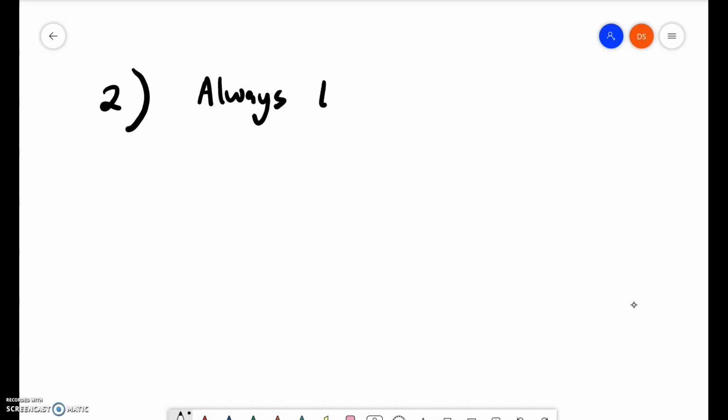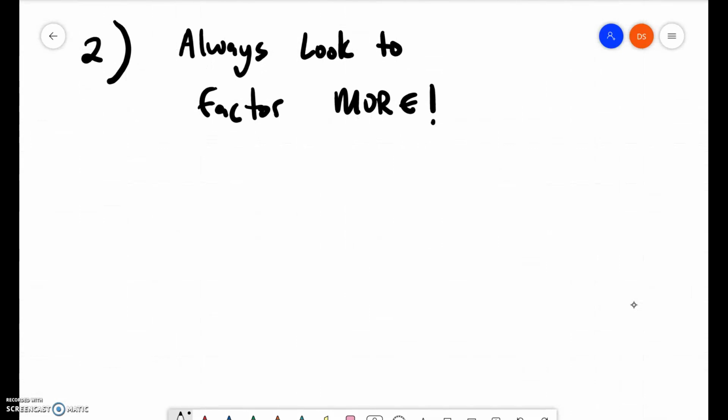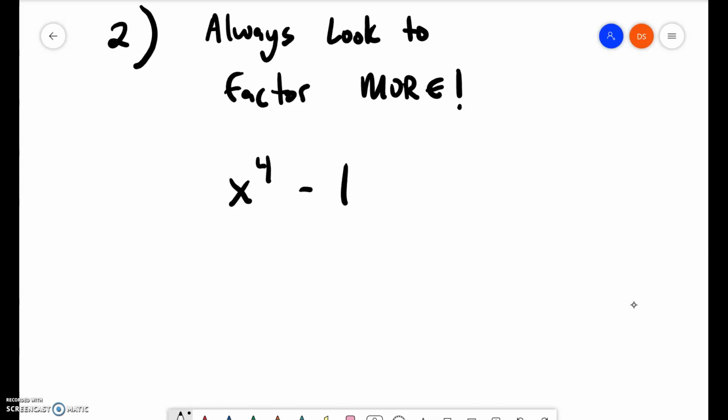Always look to factor more. The directions are going to be factor completely. And if you only factor one step when you could go more, you're going to lose points, even though you probably could have done it. That's what's so painful about it too. So let me just pick a basic one: x to the 4th minus 1. This is kind of a steal off of one from the homework.